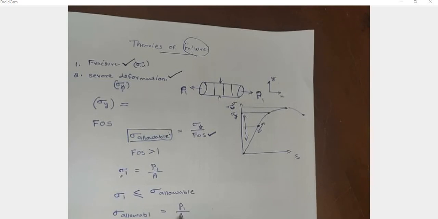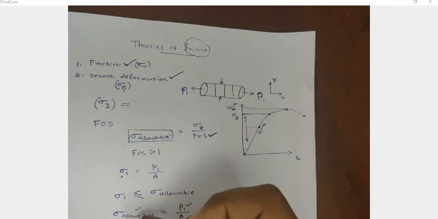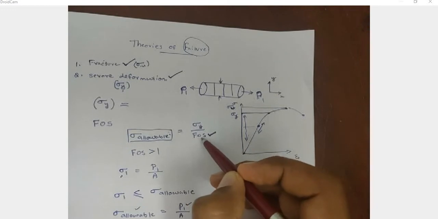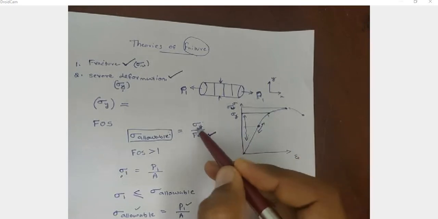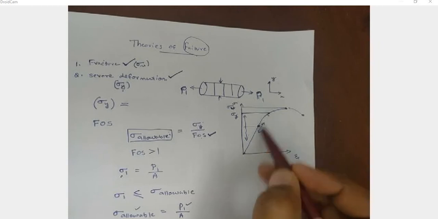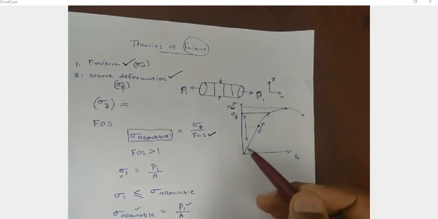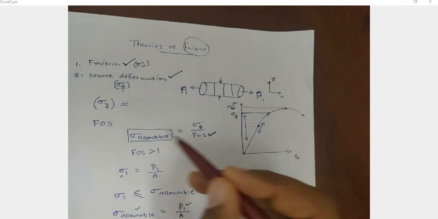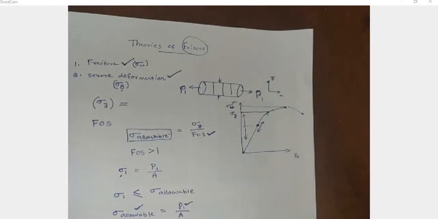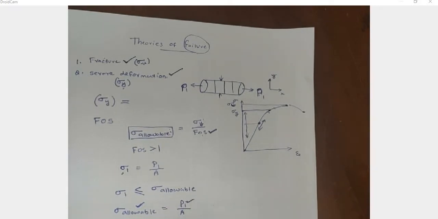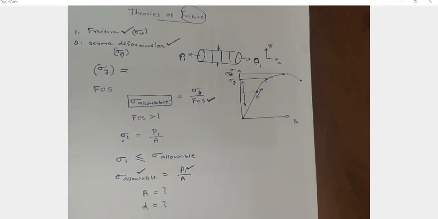So sigma allowable equals P1 by A. Sigma allowable is the allowable stress of the material, so it is a material property. Sigma allowable is equal to sigma y by factor of safety, and sigma y is a material property. For steel there is a specific value of sigma y, and for aluminum there is another specific value. We can find it from the stress strain diagram of that material. From this we can calculate sigma allowable, so this is a known value. The load acting on the member is also a known value. From this, we can calculate A, and from that we can calculate the diameter.